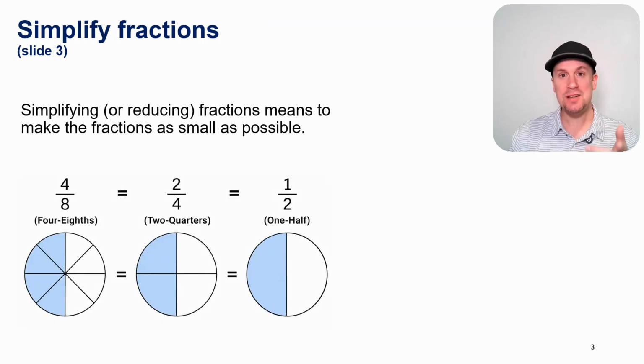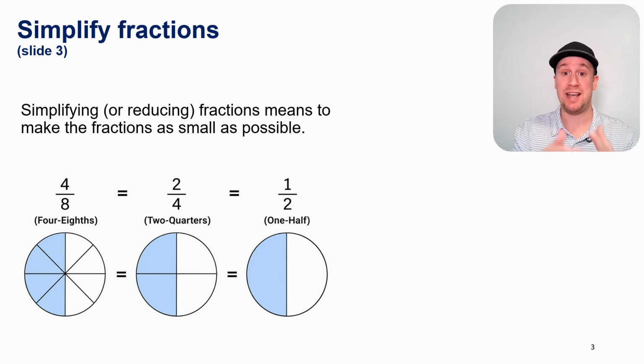All right, so coming to the question, simplifying a fraction. Simplifying or reducing fractions means to make the fractions as small as possible. For example, it's taking 4/8 and bringing it down to its smallest terms, 1/2. Notice here that 4/8 and 1/2 are equivalent fractions. They are the same value.